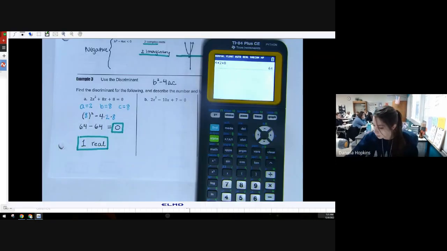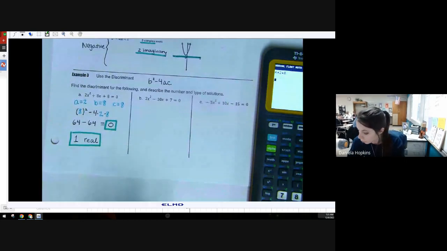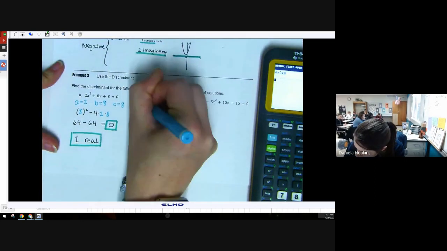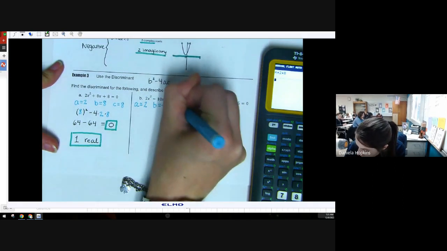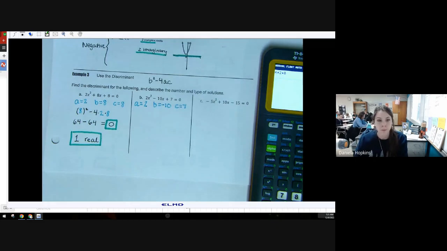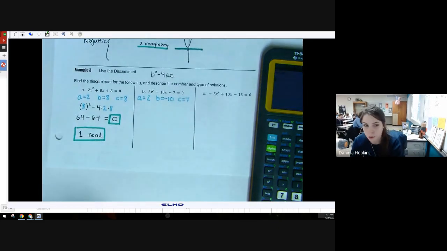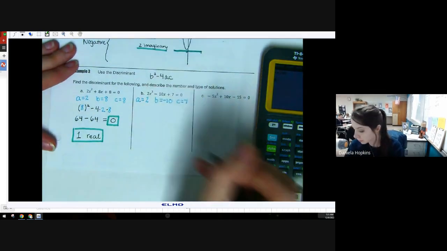All right, let's look at part B. Same process. You can run through and just name these. So a equals 2, b equals -10, c equals 7. Careful now, your b here is negative, so when you square it, make sure you put it either in parentheses or just type in positive 10 squared so it doesn't give you -100.